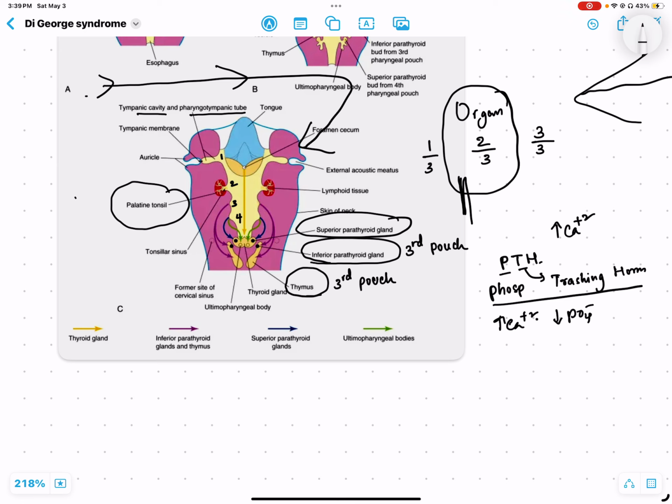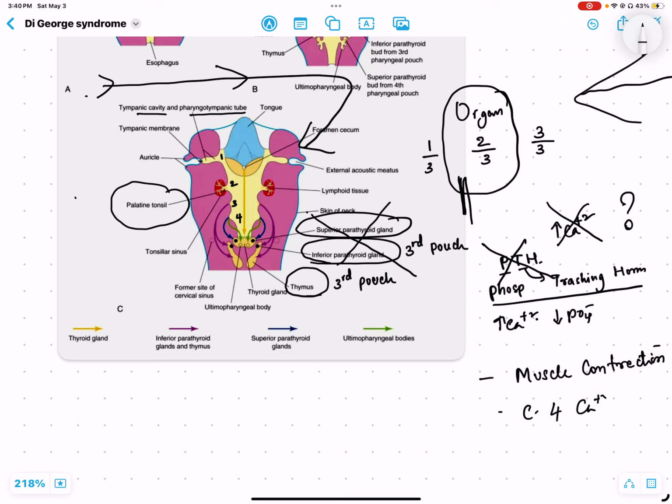Let's suppose we don't have both the parathyroid glands, then we don't have PTH. And if we don't have PTH, we don't have calcium. And where do we need calcium? We need calcium mainly for muscle contraction, and there are clotting factors as well. Remember, clotting factor 4 itself is calcium. We need it in many other places as well, many coenzymes.